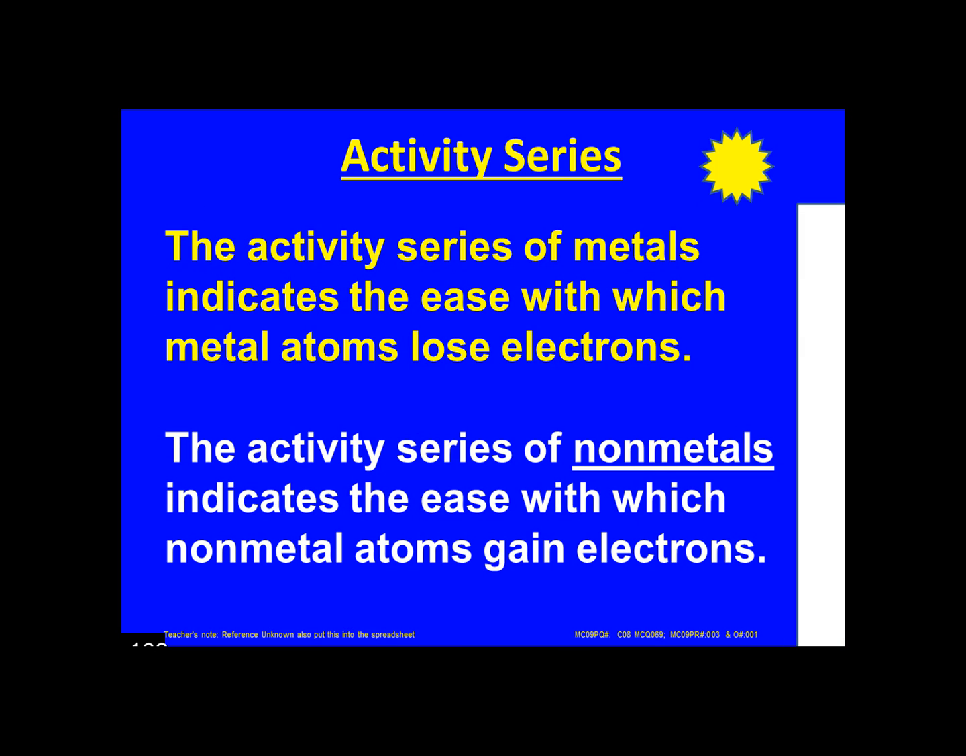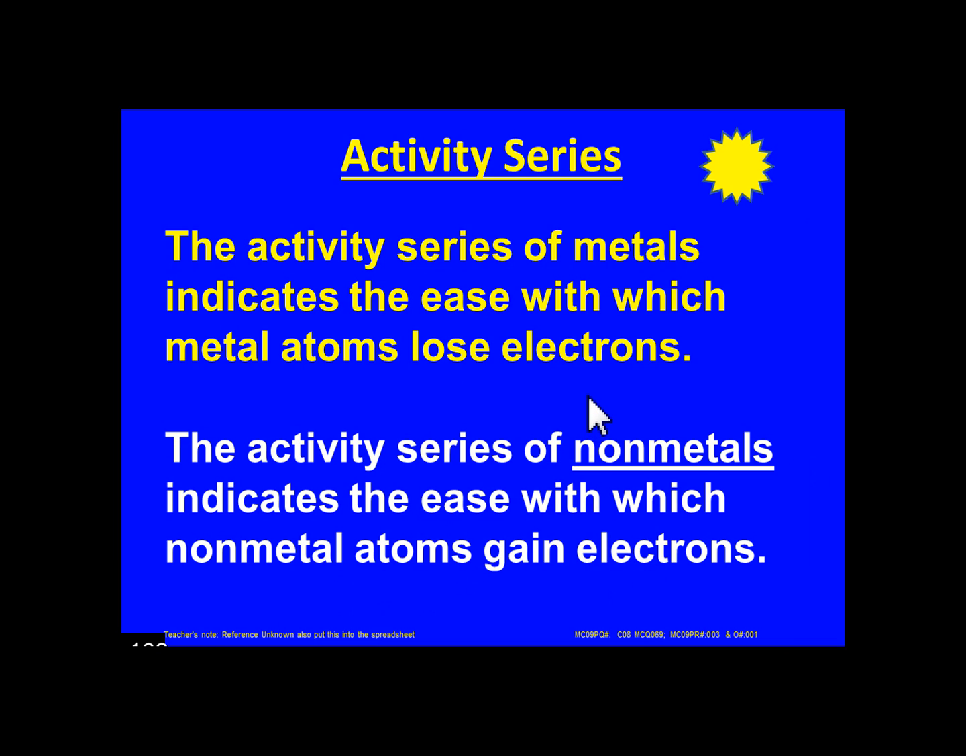Okay, the activity series of metals indicates the ease with which metal atoms lose electrons, because that's what metals do. They lose electrons. That's how they react. Nonmetals react the opposite way. So the activity series of nonmetals indicates the ease with which nonmetal atoms gain electrons. That's what nonmetals do. They gain electrons.